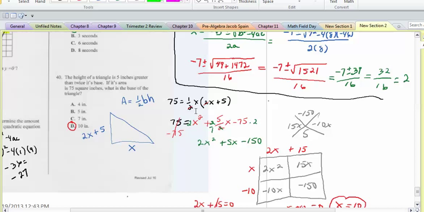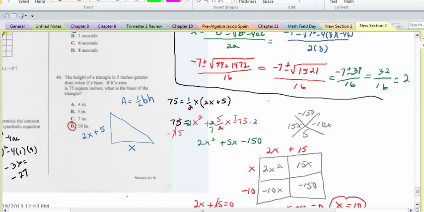I plugged that in. I cross-canceled the 2 to just get x squared. And I multiplied 1/2 times 5, and I got 5 over 2x, and then I moved the 75 to the other side. Okay, I still have a fraction. I wanted to get rid of it, so I multiplied everything by 2, 2, and 2. So I ended up with 2x squared plus 5x minus 150.